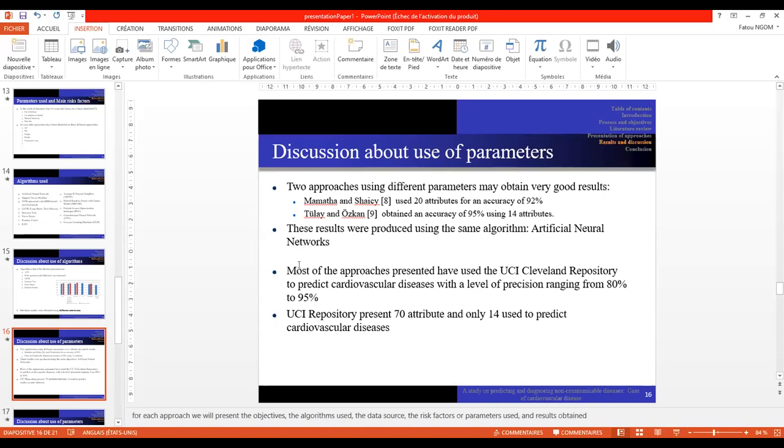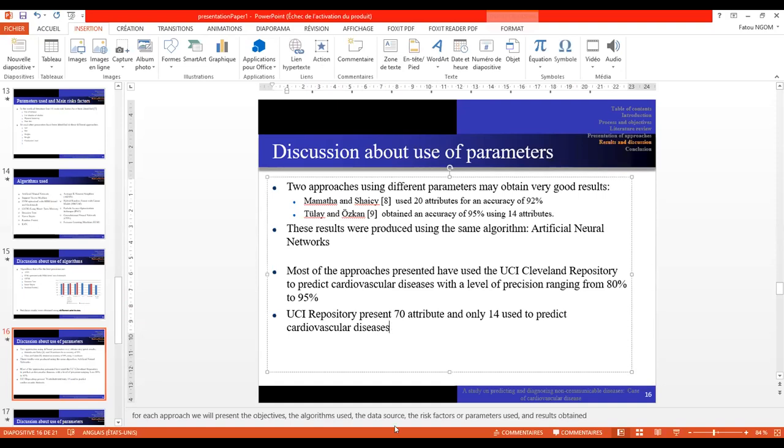Okay. Most of these approaches have used the UCI Cleveland repository to predict cardiovascular diseases with a level of prediction precision ranging from 80 to 95%. In the UCI repository, we have identified 70 attributes and only 40 used to predict cardiovascular disease. Only 40 are used to predict cardiovascular disease.